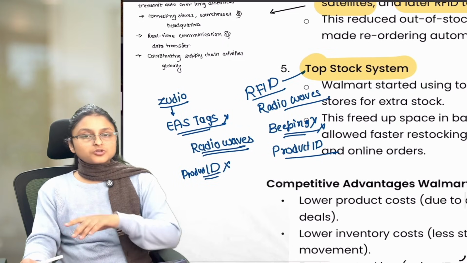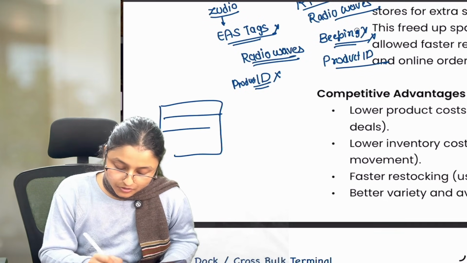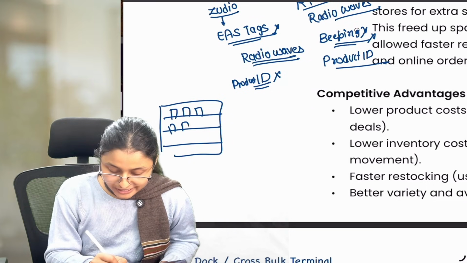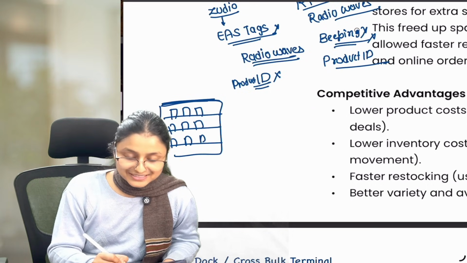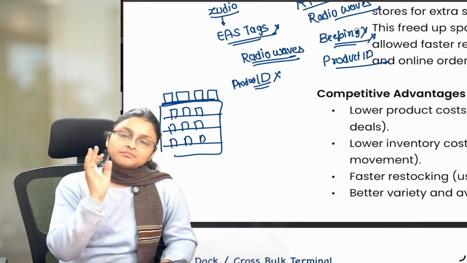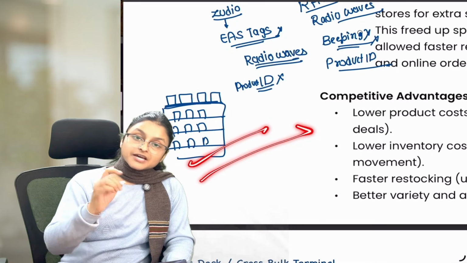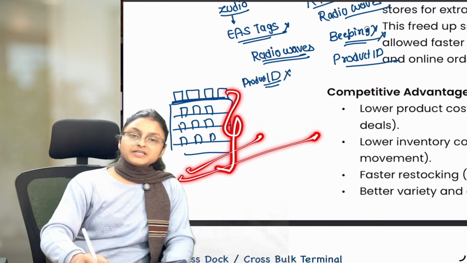Now what is the top stock system? There is a rack, right, in which the inventory or the goods are kept in the retail stores. Now what they did is they used the extra place available above the rack also to show the products to the customer, so that all the inventory, everything which we have, is available in the store, in the shop itself.